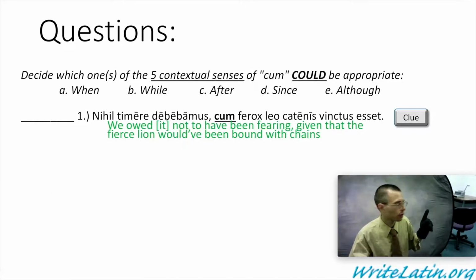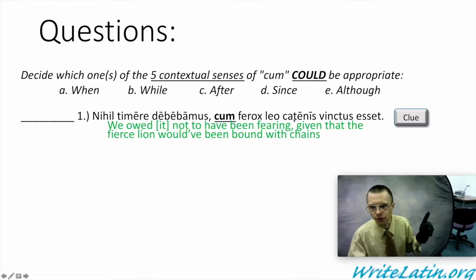While was when we have forward-looking subjunctives. Let's look. Do we have a forward-looking subjunctive? Esset, is that a forward-looking subjunctive? It could be, but vinctus esset is a backward-looking subjunctive. That's the passive of vinxerit. So actually this one could go either way, because you could treat the verb as just esset, with vinctus being an adjective, unimportant adjective, or you could treat the verb as being the whole thing, vinctus esset, in which case it's backward-looking. So, you know, really any of these could work, while or after.